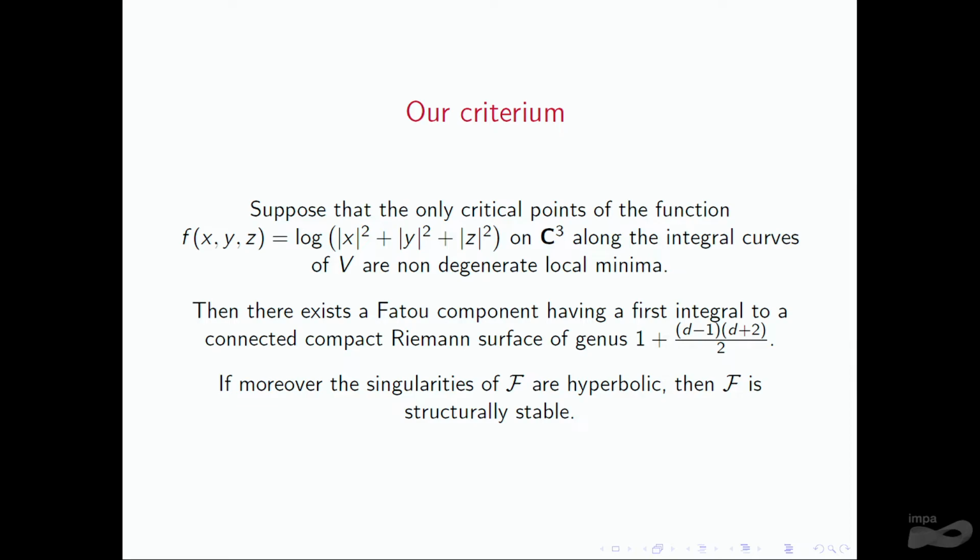Essentially, this is a kind of condition which is really easy to verify. This is an algebraic equation. I will explain later the kind of equation that you get. And in fact, this is exactly the condition that will ensure structural stability and the existence of a Fatou component having a first integral on a compact Riemann surface of that genus, with this formula. So this is a good place to define this gradient vector field that I was speaking about before.